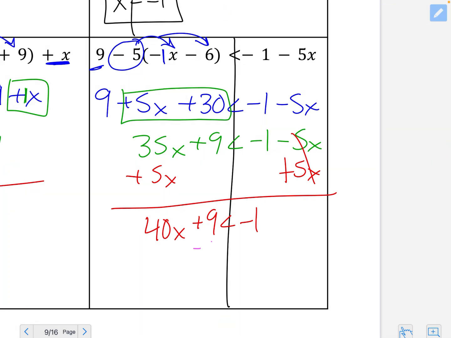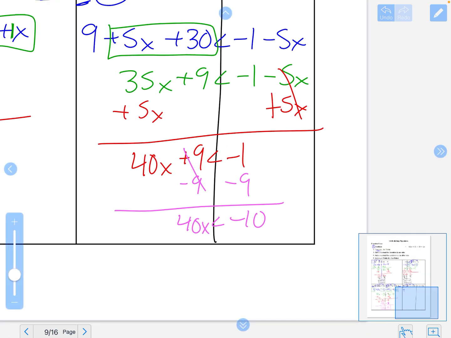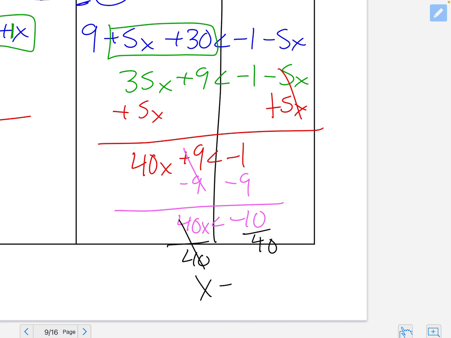Our last step is going to be to get our constants on the same side, so I'm going to subtract 9 because my negative 1 is lonely. 40x is going to be less than negative 10, and then our last step is to divide by our coefficient. So x is going to be less than negative 1/4.